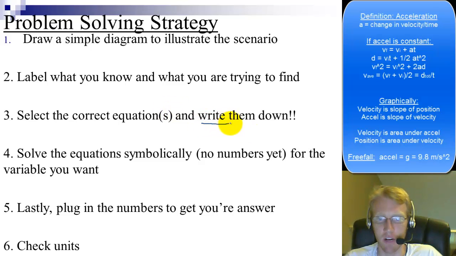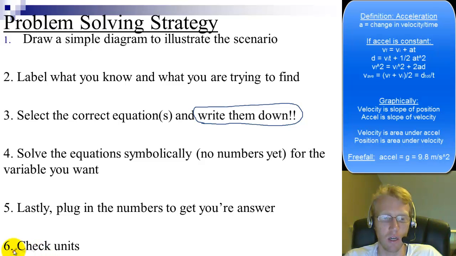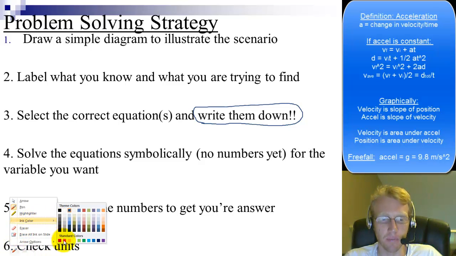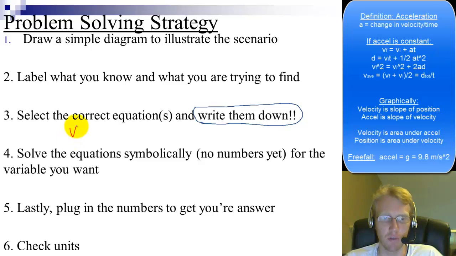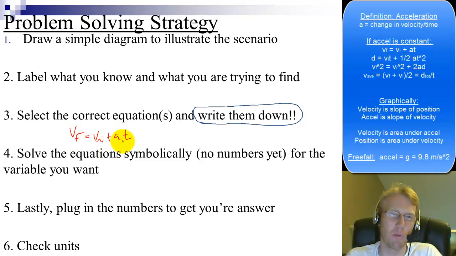I can't emphasize enough how important it is to write down the equation in terms of variables before you plug in your numbers. So if you're going to be using the formula VF equals VI plus AT, you should actually write down VF equals VI plus AT before you start plugging in all of your numbers. And there's two reasons for doing that. The first reason is that it helps ensure you plug the right things into the right place.